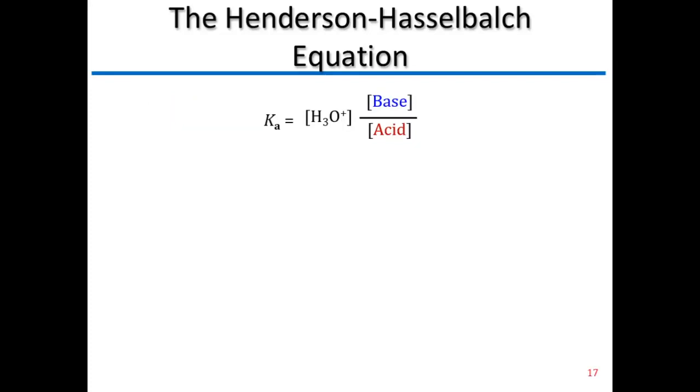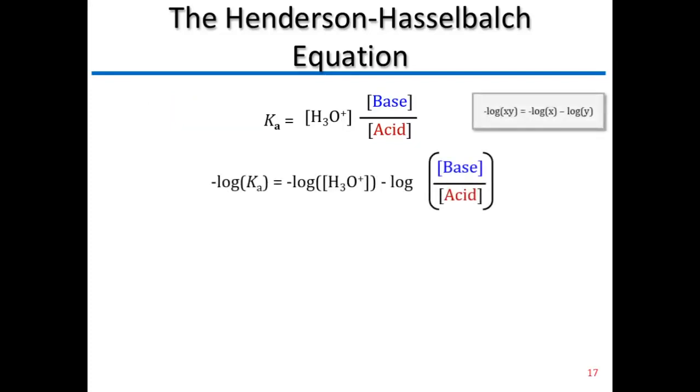Okay, so now this is where we left off. What we can do is take minus the log of everything in the equation. So we can say minus the log of Ka, minus the log of H3O plus, and then we can also take minus the log of the concentration of the base over the concentration of the acid. Okay, so what have we done essentially?